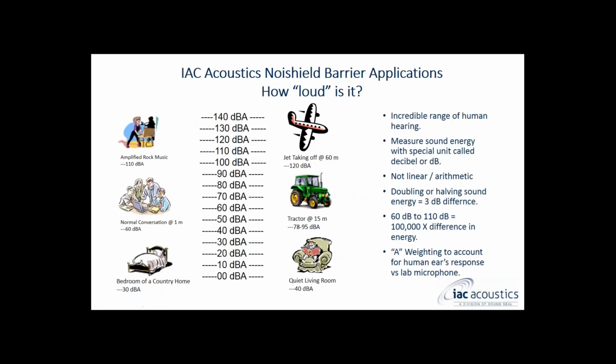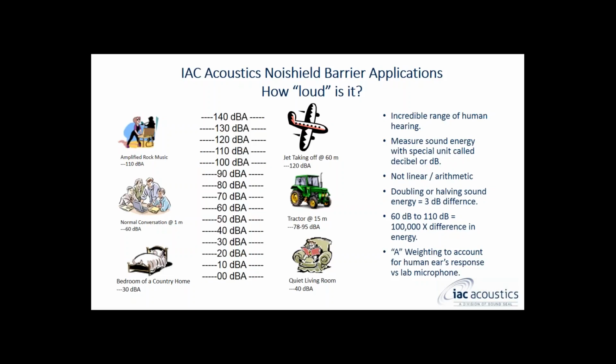When we're talking about barrier performance, we're talking about taking a sound and attenuating it or reducing it, making it quieter. So really what we need to do is start off with some sense of how loud a sound might be and what sort of difference we're hoping to achieve. People have an incredible range of hearing. We can detect sounds from 0 decibels, which is our theoretical lower limit of hearing, all the way up to 120, 130, and 140 decibels.